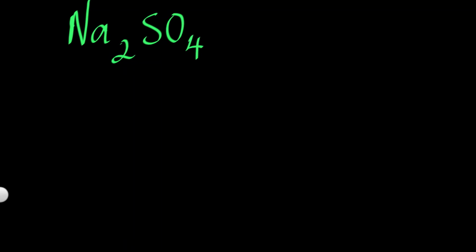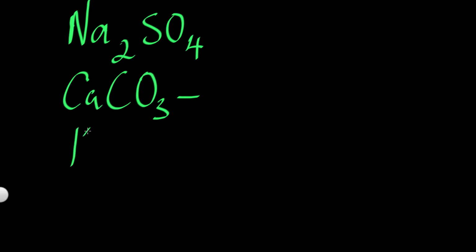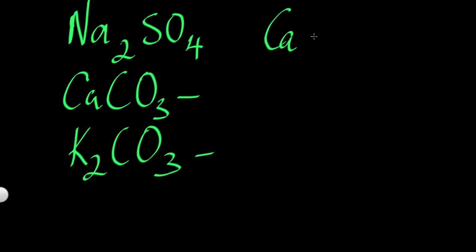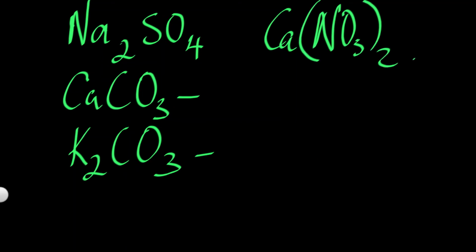Let me just give a few names here. Na2SO4, I say this is sodium sulfate. We can have calcium carbonate. I can have K2CO3, this is potassium carbonate. I can have Ca(NO3)2, this is calcium nitrate. I'm not explaining here why the formula is like this. I'm going to have another video where I explain how to write the formulas, but this is the formula for calcium nitrate. So these are ionic compounds, and this is how you name ionic compounds.